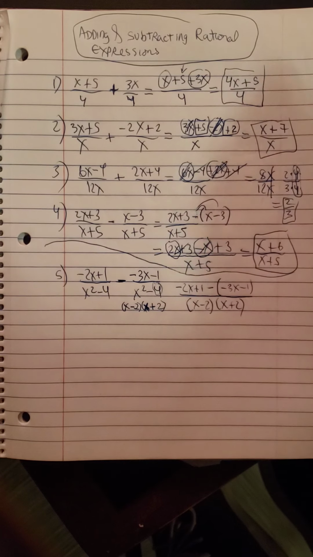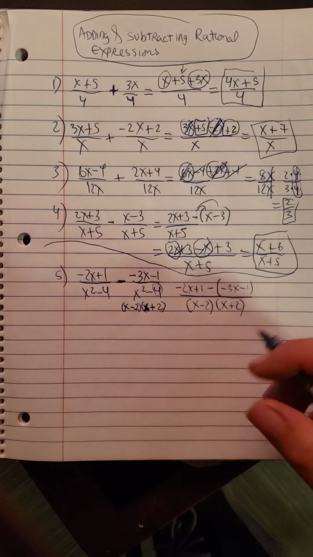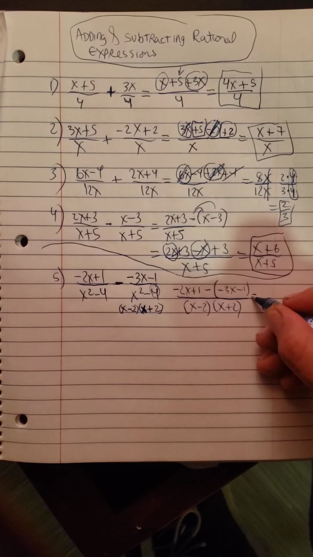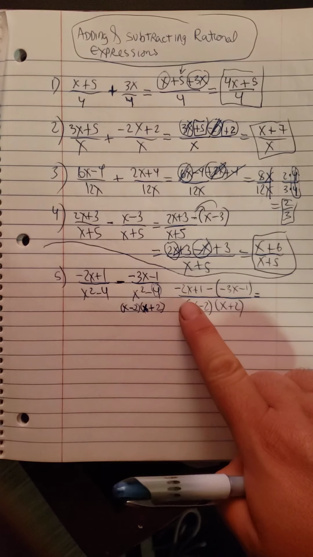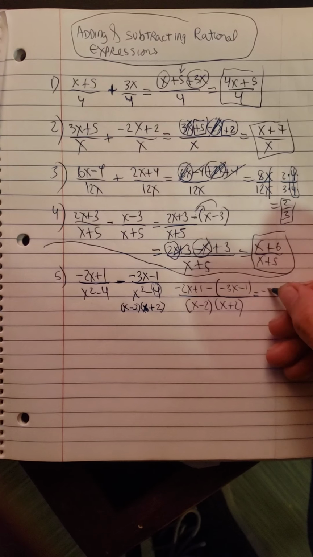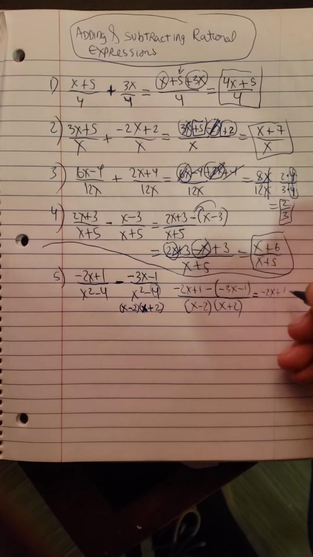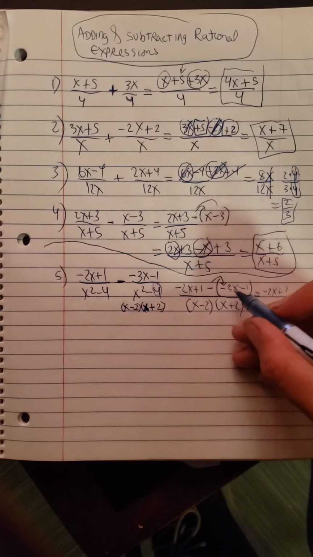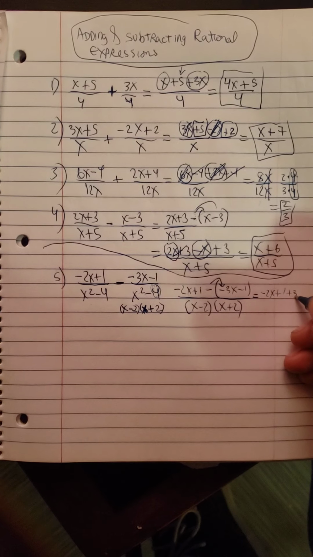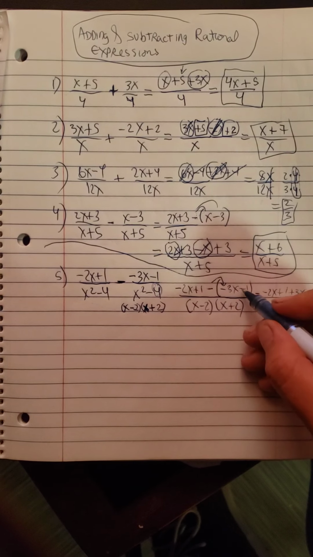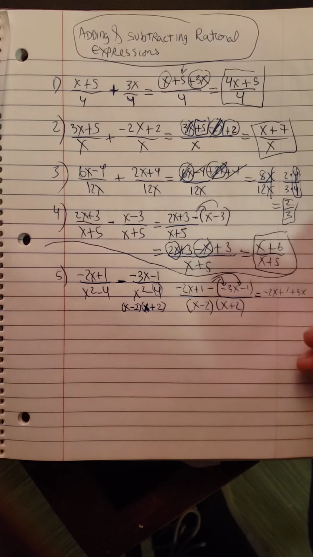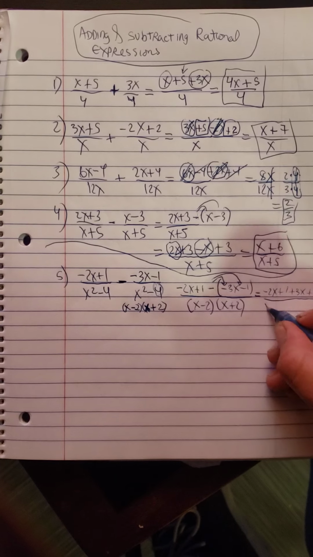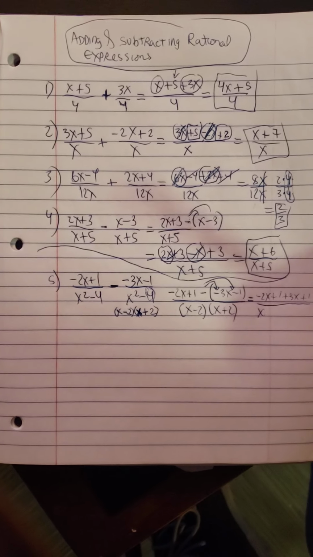You'll see right now. Okay, the next thing that we have to do is get rid of this parenthesis. So I'm gonna do it here. Equals, okay, so negative 2x plus 1, negative times negative is gonna be positive 3x, and then negative times negative is gonna be positive 1. And then the denominator, I'm just gonna copy it. Can you guys see?